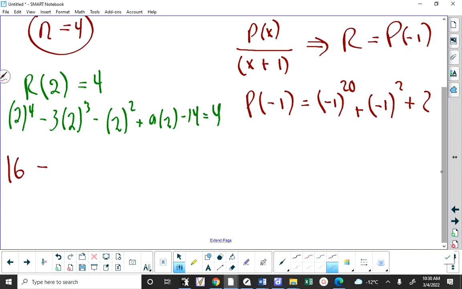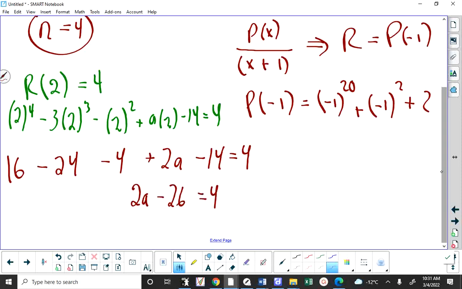2 cubed is 8. 8 times 3 is 24. 2 squared is 4, so I'm subtracting 4. I have plus 2a minus 14 equals 4. I'm going to add together all of the numbers on the left-hand side. You'd probably use a calculator just to make sure. 16 minus 24 is negative 8, negative 12, negative 26. I get 2a minus 26 equals 4. So 2a equals 30. Is the correct answer 15?